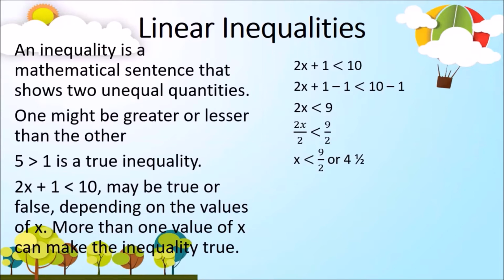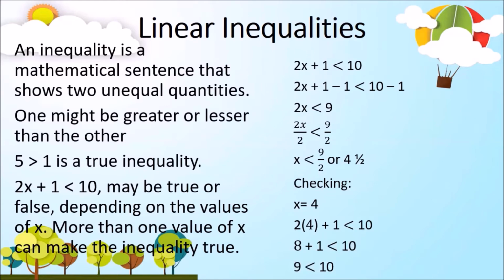Ibig sabihin, ang possible value of x to make the inequality true is less than 4 and 1 half. Mas mababa sa 4 and 1 half. So, hindi siya pwede sa 4 and 1 half kasi magkakapareha sila, magiging equal. So, let us consider as an example the value of x is 4. Substitute: 2 times 4 plus 1 less than 10. So 2 times 4 is 8, 8 plus 1 is 9, less than 10.